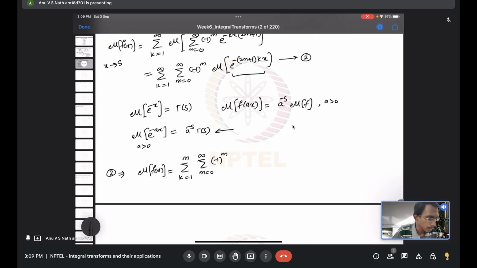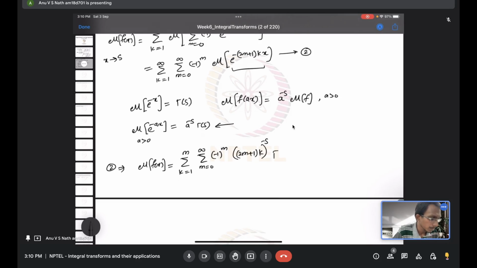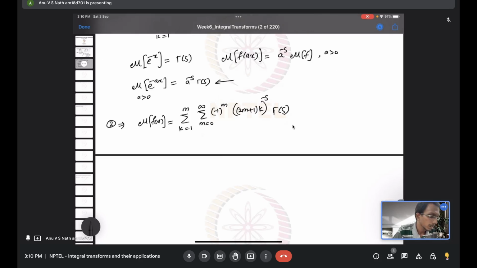And now the Mellin transform, we can replace it as (2m plus 1) times k, the whole raised to minus s, times gamma of s. So now we can see the summation is actually taking place over k equal to 1 to infinity. Okay, so the summation is taking place over k and m only.